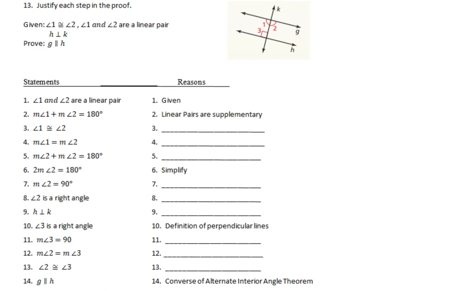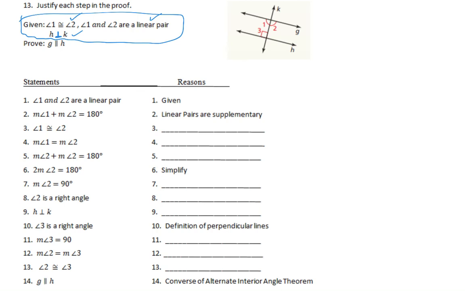Ew, gross. Now, remember, on yours, you're going to have a nice word bank to go off of, okay? But here, we don't have a word bank, so we're just going with it. All right, let's first look at all the stuff that was given to us. It's given that angle 1 and angle 2 are congruent. It's given that 1 and 2 are a linear pair, and it's given that H is perpendicular to K. So a lot of given stuff.